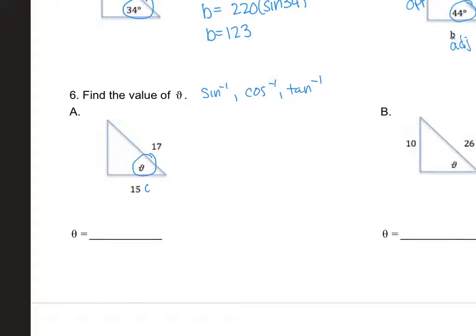So that's theta. This is adjacent to it. This is the hypotenuse. So theta is cos inverse adjacent over hypotenuse. So in my calculator, I'm going to hit second cosine. I'm going to do 15 divided by 17, close the parentheses, and I get 28.1 degrees. Please round to the 10th.